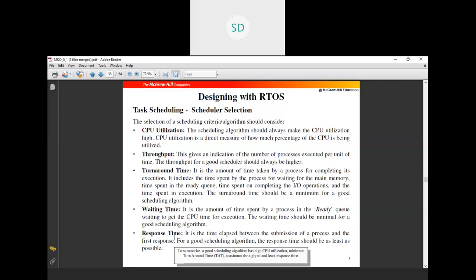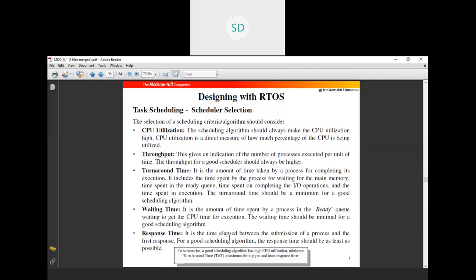And the last one is response time. Response time is the time elapsed between the submission of the process and the first response. That is, from when the process is placed in the ready queue until the CPU gets that process. That time is known as response time. For a good scheduler, the response time should also be less.